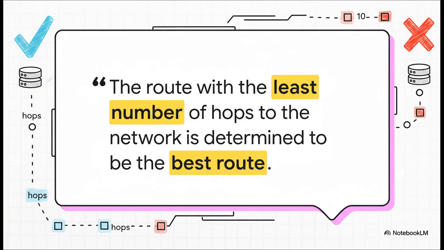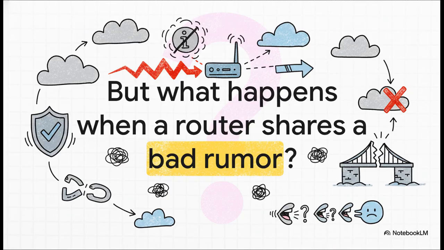So, how did these early protocols decide which rumor was the truth? Which path was the best? The logic was incredibly simple. They just counted the hops. A hop is just any time your data has to pass through a router. So if one path takes, say, 3 hops and another one takes 10, the 3-hop path wins. Fewer hops means a better route. As simple as that. Now, this system sounds pretty clever, right?